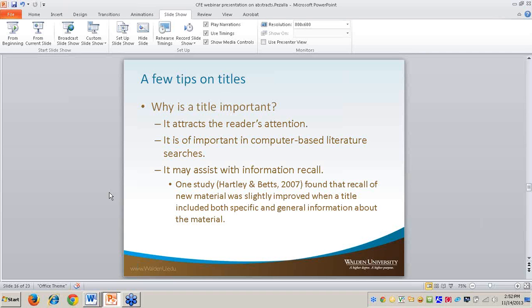What's been found in the literature is that titles that include both specific and general information about the material, that are also concise and descriptive, were associated with higher memory recall of the material within that larger study. So an effective title can go a long way in helping the reader really remember the contents of that larger manuscript.